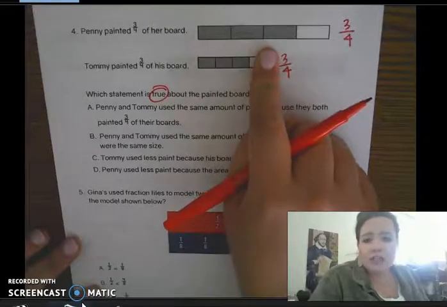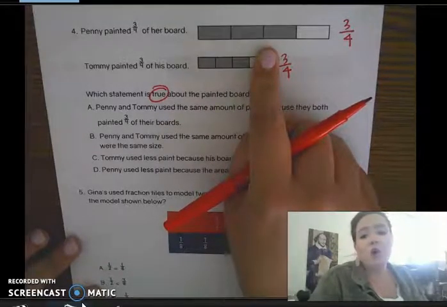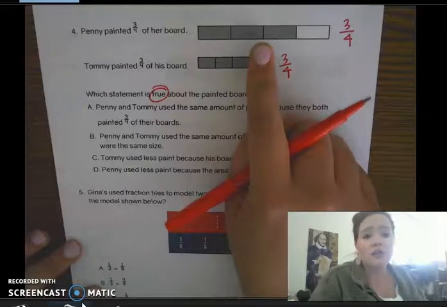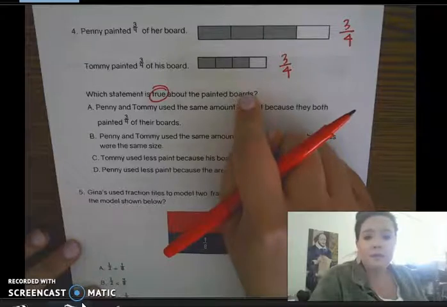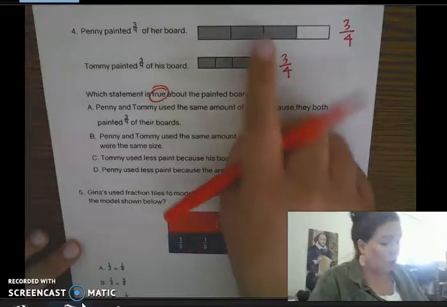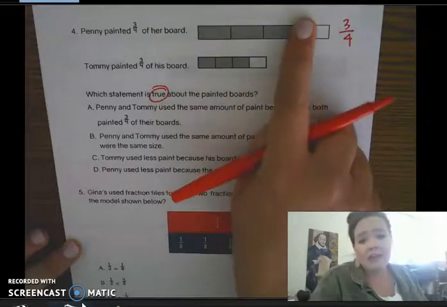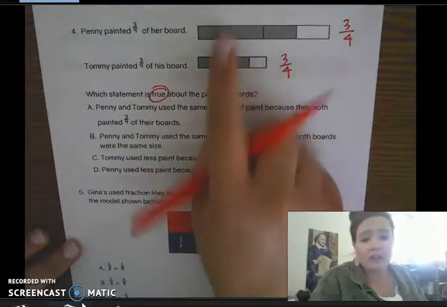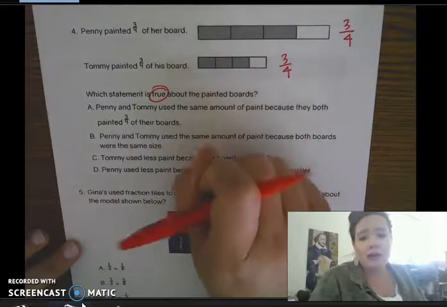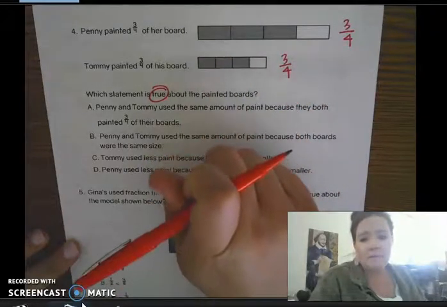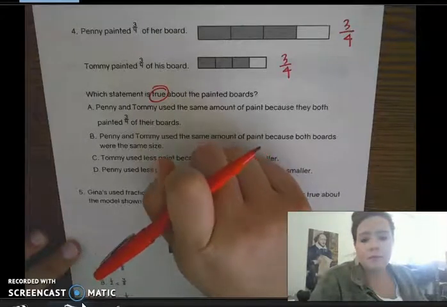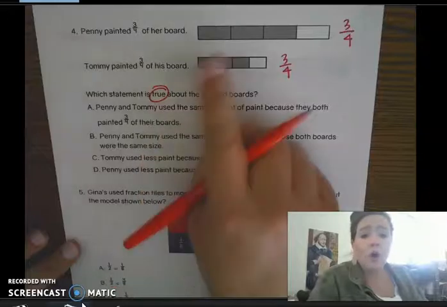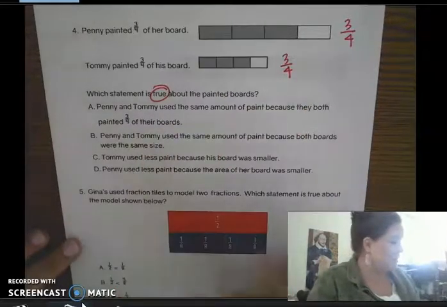But what is super important when you're finding an equivalent fraction? What is super, super important about the wholes? And when I say whole, I mean the whole picture, the whole model. In this case, the whole board. What has to be true about your wholes when you're finding equivalent fractions? Good. Your wholes have to be the same size, okay?